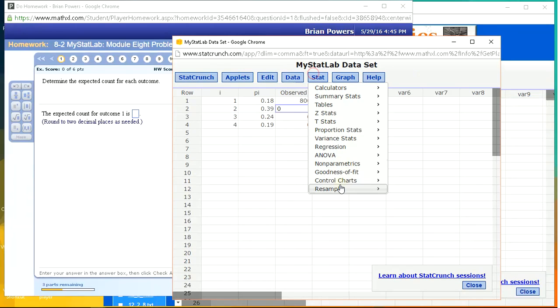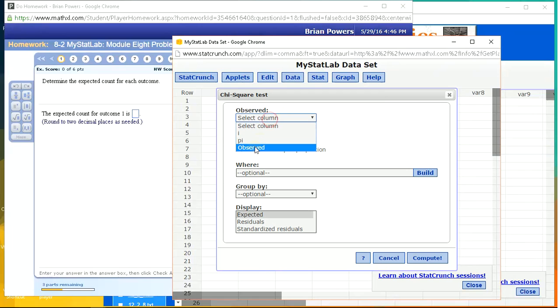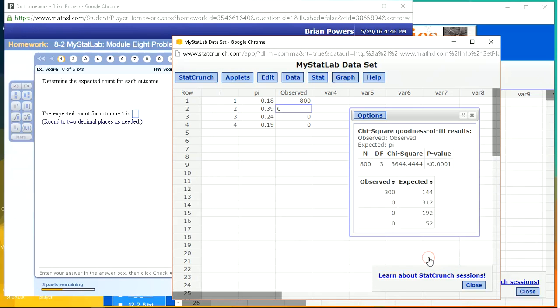So now under Stat, goodness of fit, I choose observed for my observed data, which is fake, but I am just tricking it to calculate this stuff for me, and then pi, which is the probability of each number, 1, 2, 3, 4. It's not pi, the Greek letter pi. This is just the naming that StatCrunch uses, so don't worry about it. But anyway, you hit compute.